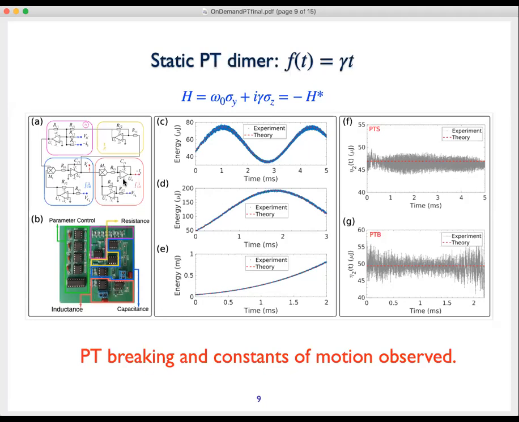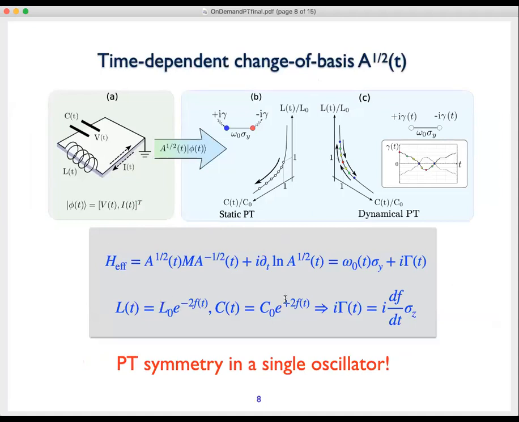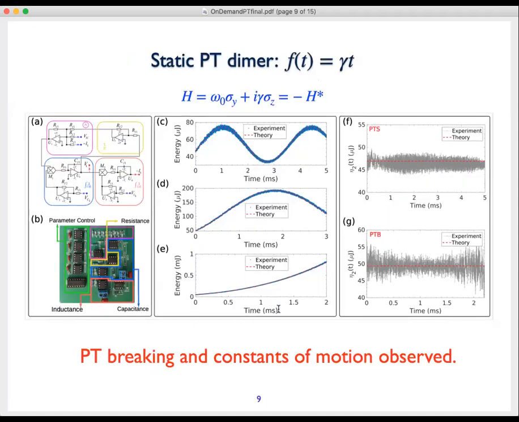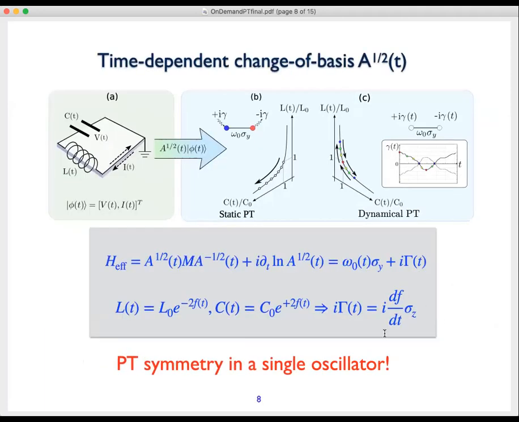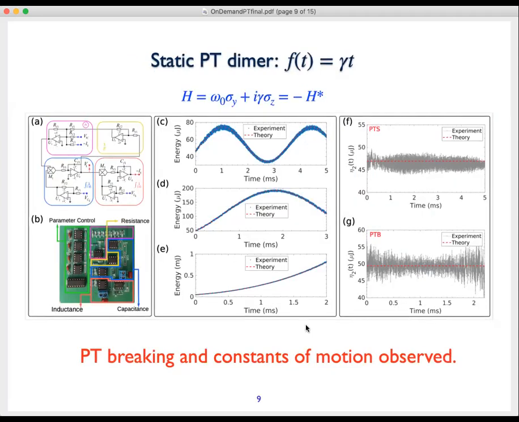So now all we have to do is consider simple examples and show that this idea works for the most part. Right? The first example is where this exponential function in the variation of L and C is linear in time. That's it: f of t equals gamma t. In that case, the gauge potential created gain and loss term would be a constant. In other words, I will get a static PT system in a single oscillator.